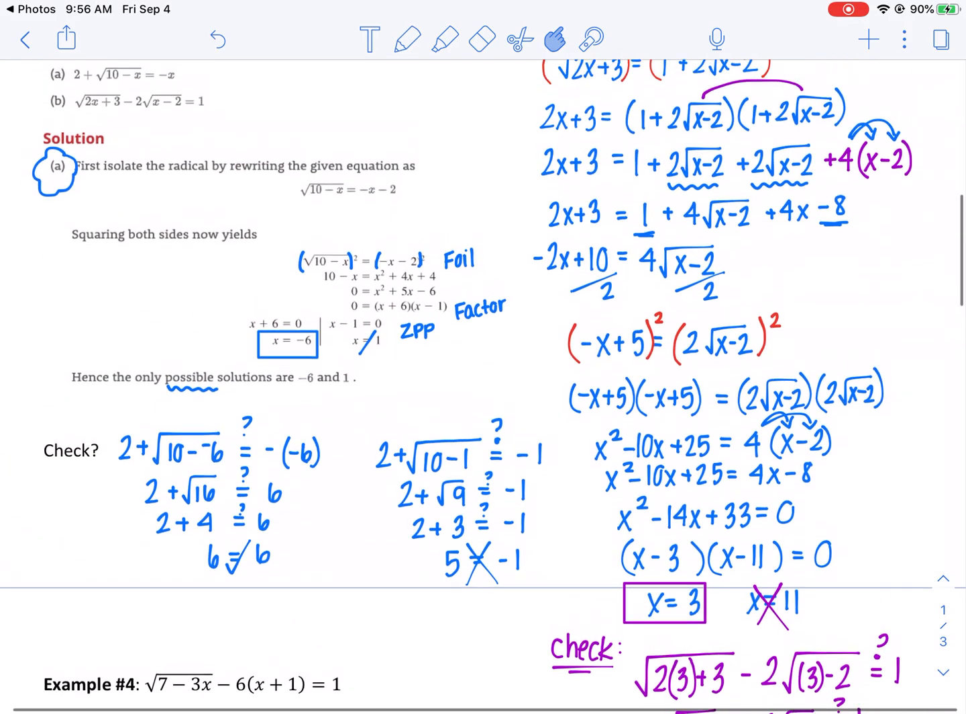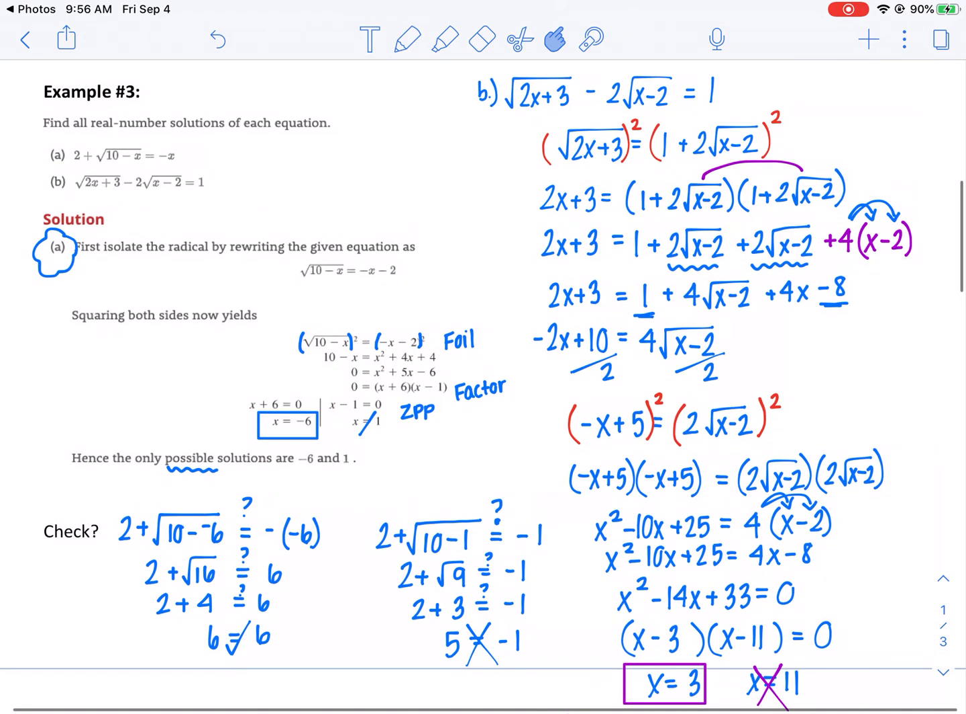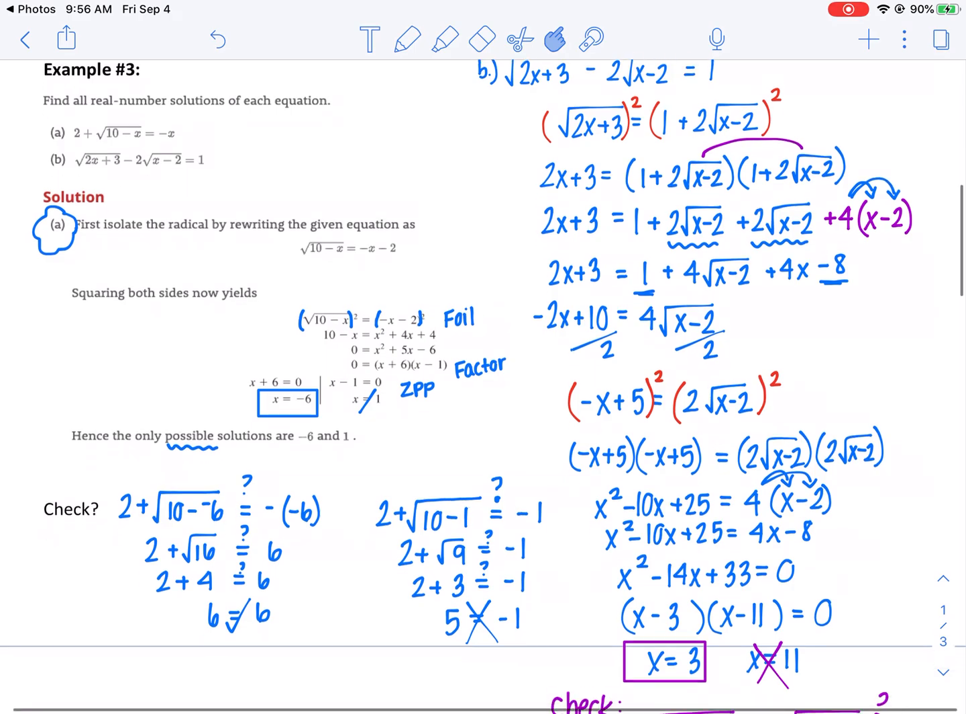You will see something like this on homework and on assessment, so please make sure you take your time, follow all the algebra. It's really just a lot of algebra thrown in here. Okay, so just take your time.